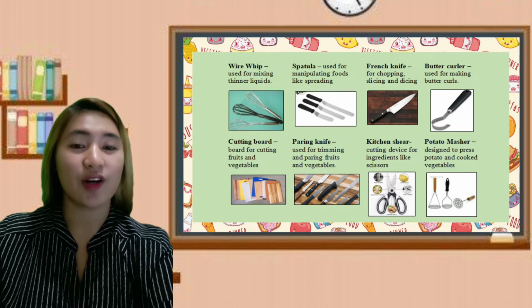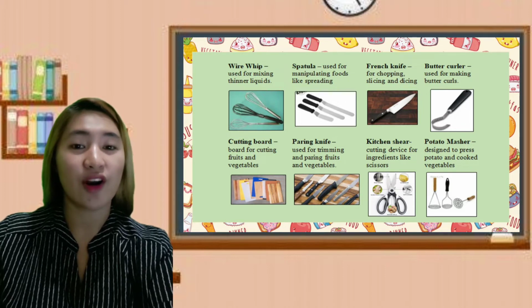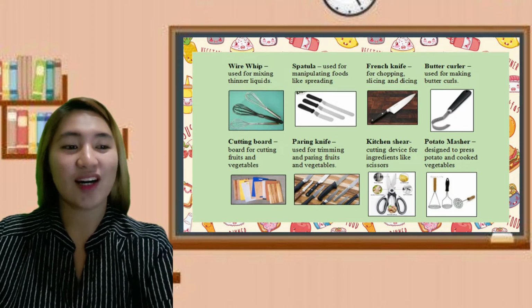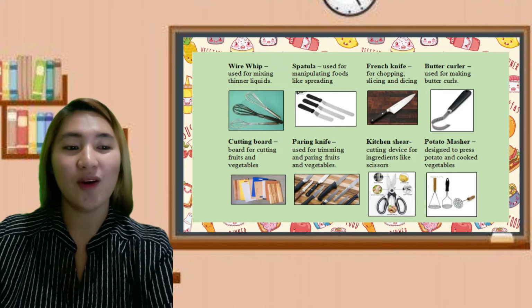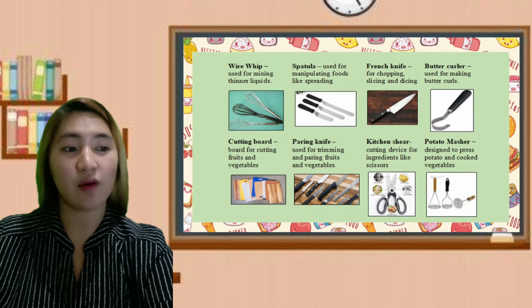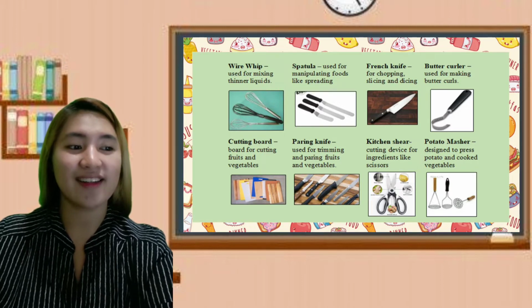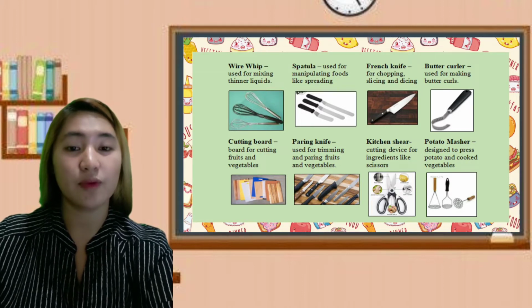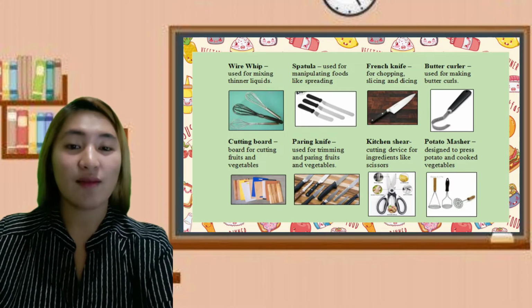Okay, Miss K, butter curler. Okay, it is used for curling the butter. Okay, Miss Regine, how about cutting board? Okay, it is used for cutting fruits and vegetables. Okay, Mr. Wilbert, how about paring knife? Exactly, paring knife is used for trimming and paring fruits and vegetables.